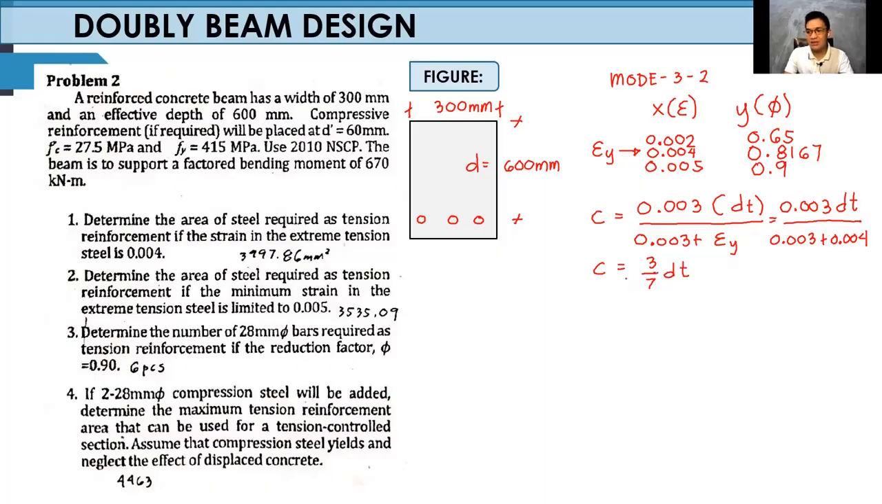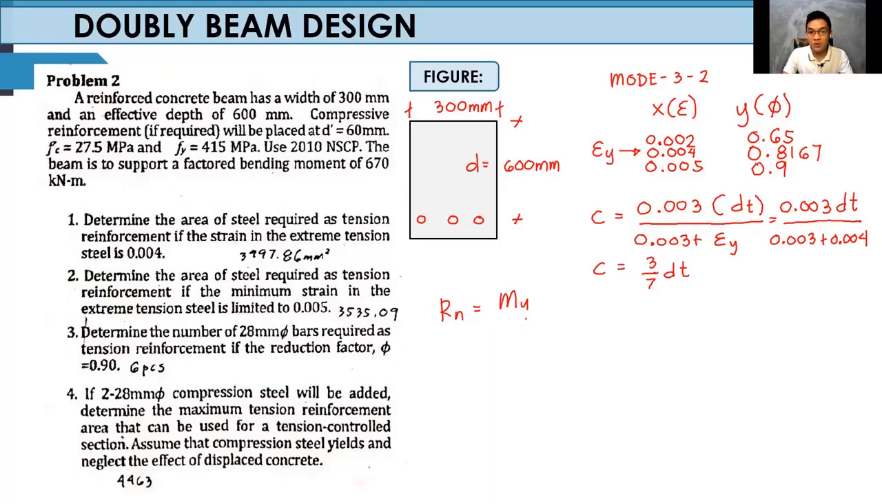So, next thing that we need to do is to compute for our Rn. Di ba? So, area ng steel required yung hinahanap natin. If our extreme tension sa steel is 0.04. So, Rn natin, binigay naman din, di ba, yung ating moment. So, that is Mu divided by, that is Mn, di ba?